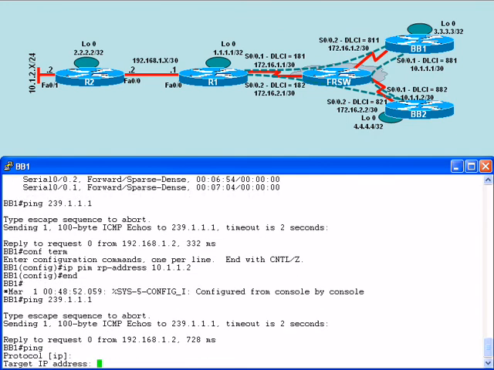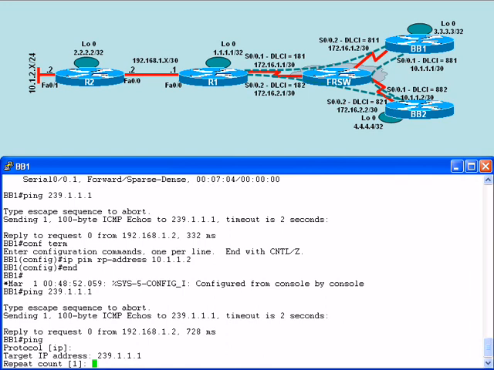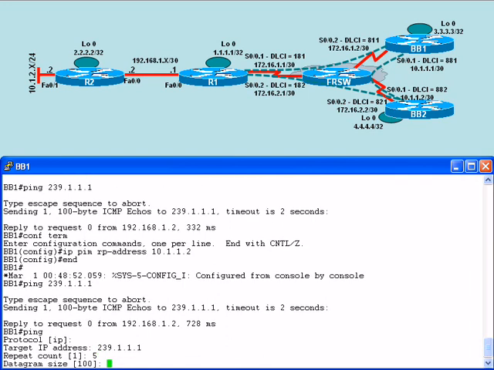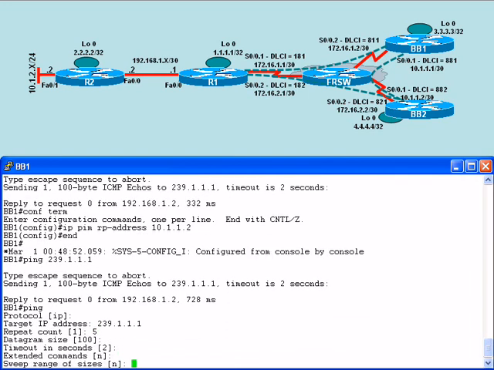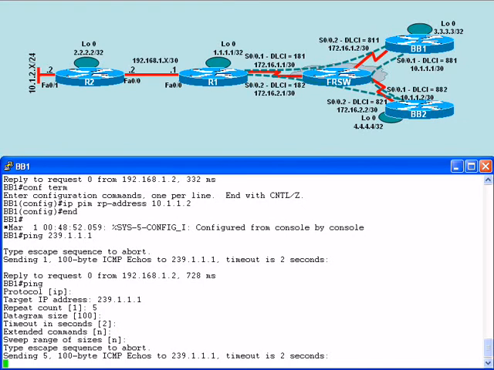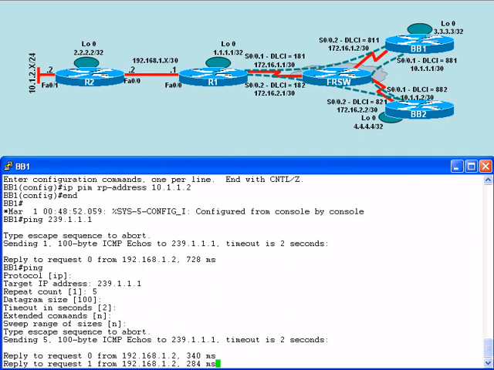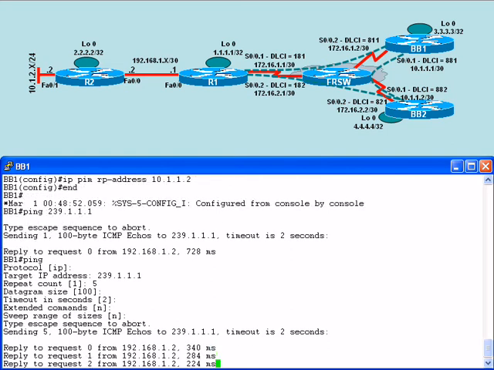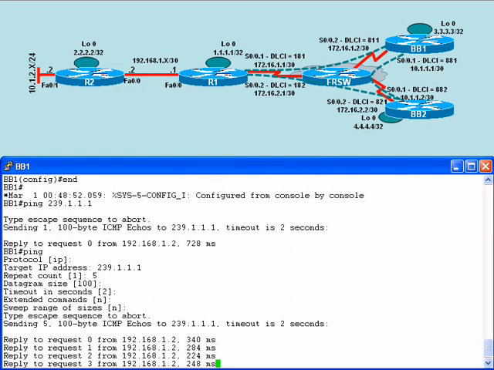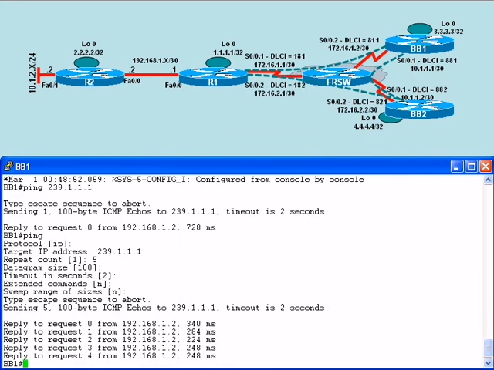And we will go to 239.1.1.1, but this time let's send 5. We'll send 5 different multicast packets. And by sending multiple multicast packets, not only will the first packet go via the rendezvous point, via router BB2, we will then allow the shortest path tree switchover to happen.